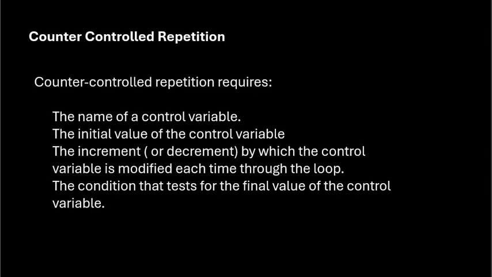Now let's see what counter controlled repetition requires. The name of a control variable, the initial value of the control variable, the increment or decrement by which the control variable is modified each time through the loop, and the condition that tests for the final value of the control variable.